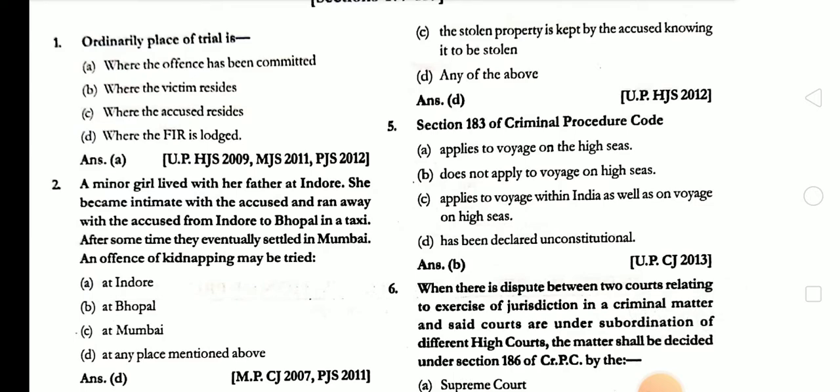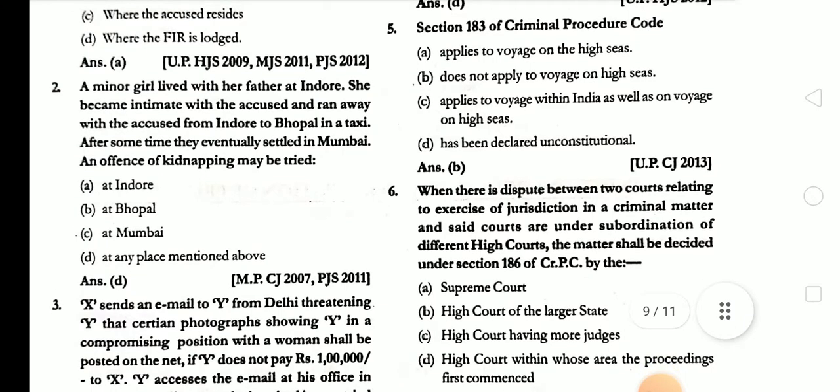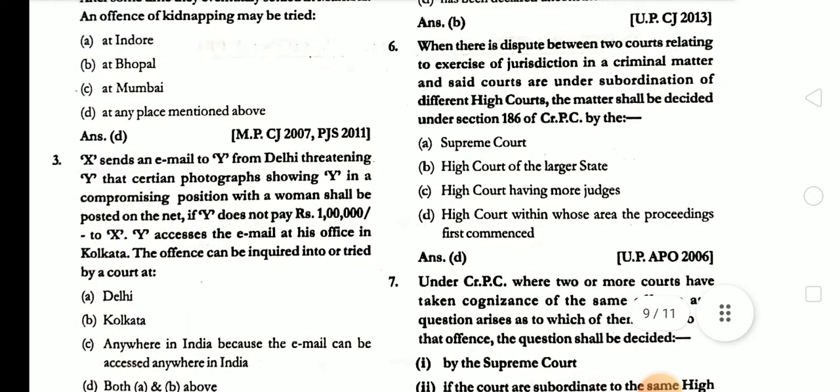Next question: section 183 CRPC. Answer: it does not apply to a voyage on high seas. It will not apply on high seas. Next question: when there is a dispute between two courts relating to the exercise of jurisdiction in a criminal matter and said courts are under subordination of different high courts, the matter shall be decided under section 186 CRPC by which court? Answer will be the high court within whose area the proceeding first commenced.